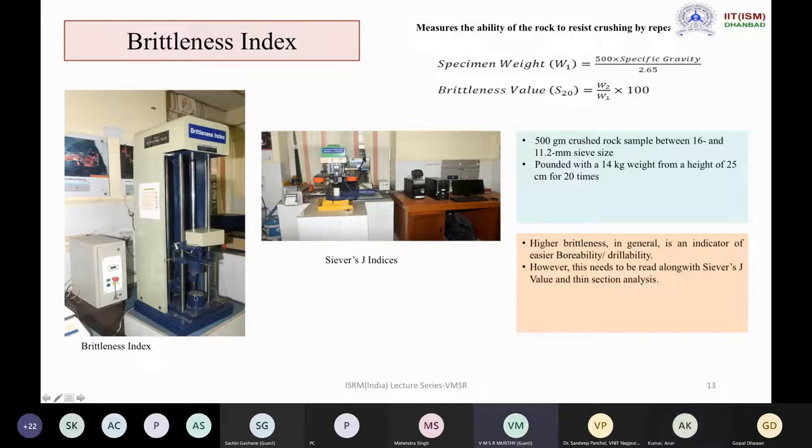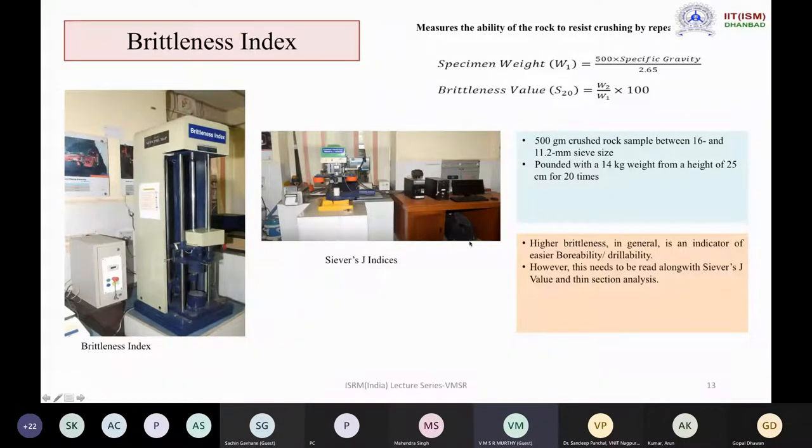So the weight is getting dropped into this crucible on the sample. And you can fix the height also. You can change the height and you can change the area of contact. So certain changes we brought in this particular setup so that we can test varied rocks and we can develop some suitable relationships for the energy consumed, how the potential energy is getting converted into kinetic energy and creating new surface area. So those kinds of calculations are being done here, which also can tell us the impact energy that is required to crush the material. So that's about the brittleness index. And then I'll just move on.